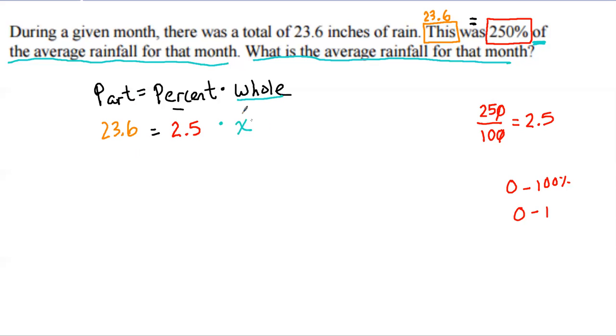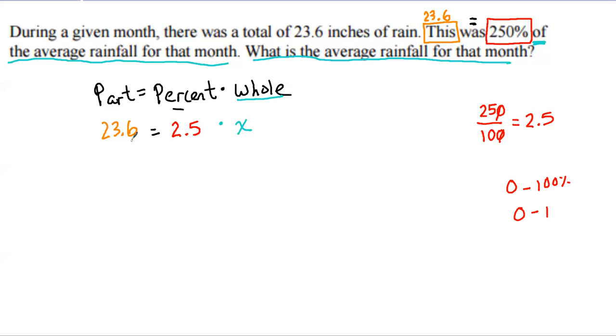And like I said earlier, whatever I get here for this whole amount, it's actually going to be smaller than my part because I'm taking such a big percentage of it. Taking 250% of something, 200% of something is doubling it. So 250% is beyond doubling. You're basically doubling it and then taking another half of your value and then adding it in there.